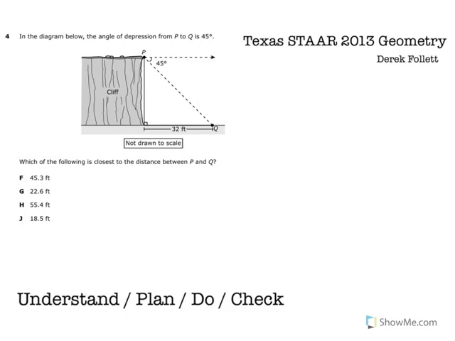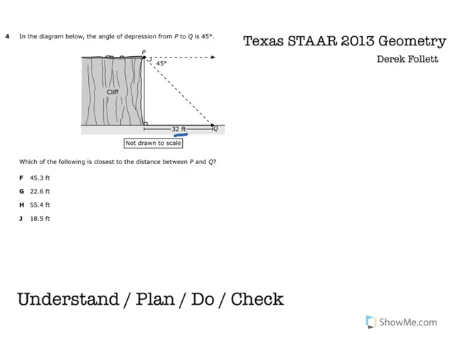I guess somebody's looking down a cliff at an angle of depression of 45 degrees, and it shows that they're looking at a point 32 feet away from the cliff. And then it asks, which of the following is closest to the distance between P and Q?